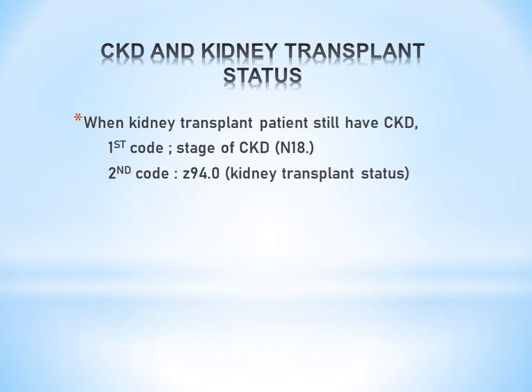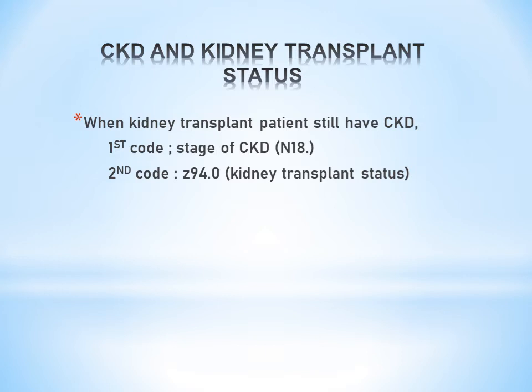Next one is CKD or chronic kidney disease and kidney transplant status. Even after a kidney transplant, patients may still have some mild stages, stage 1 or 2, of CKD. In that case, first we have to code the stage of CKD, that is the N18 code, and after that we have to code Z94.0, just to show the status of kidney transplant.